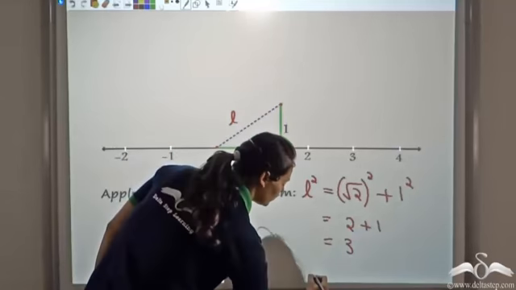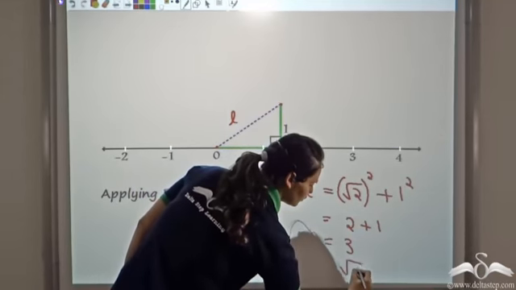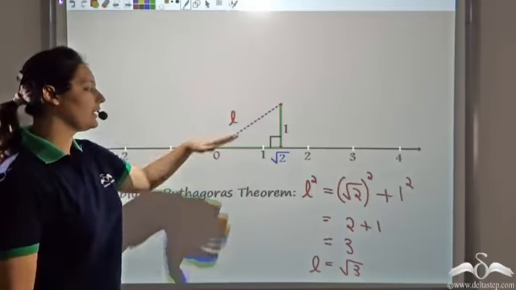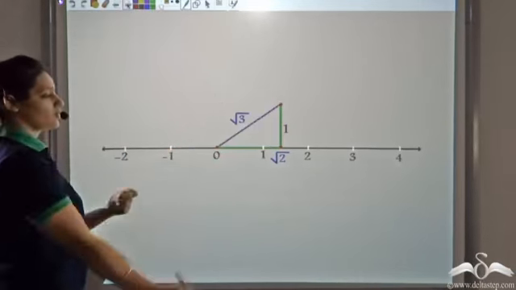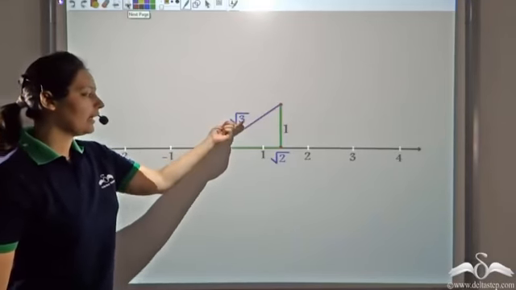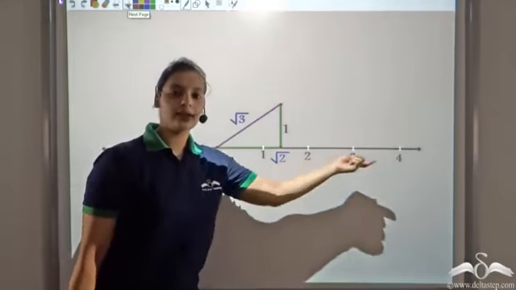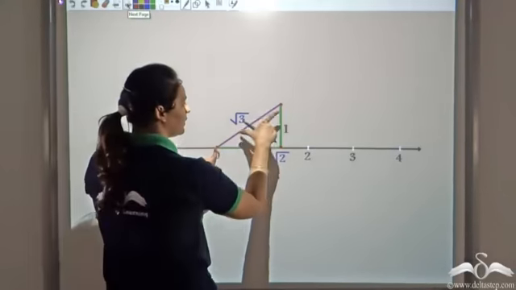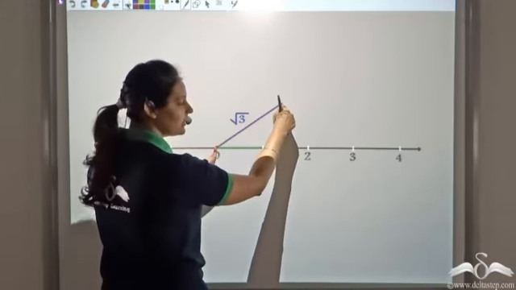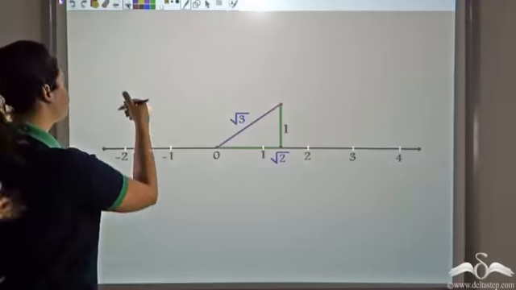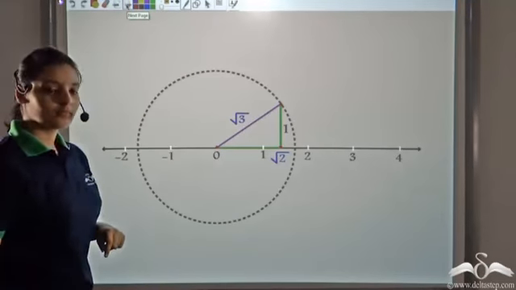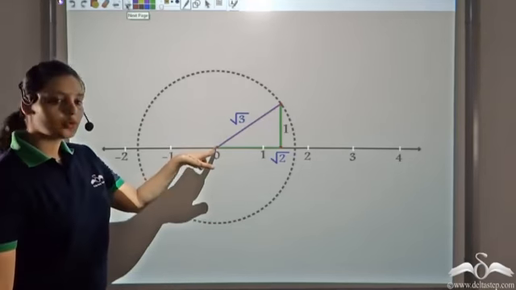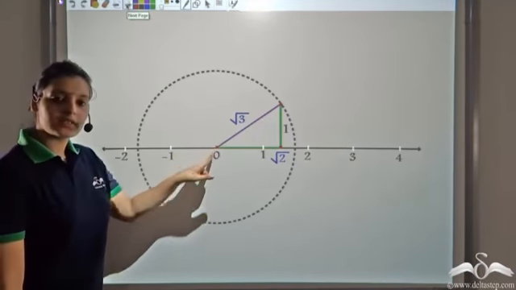Taking positive square root, I get L as under root 3. Length cannot be negative, so I ignore the negative square root. I get L as under root 3. So this is what I get. Now again, I need to find this number on the number line. So what I do is, I take 0 as the center, under root 3, this purple line as the radius, and I draw a circle around it. Now again, any point on this circle would be under root 3 distance away from 0.